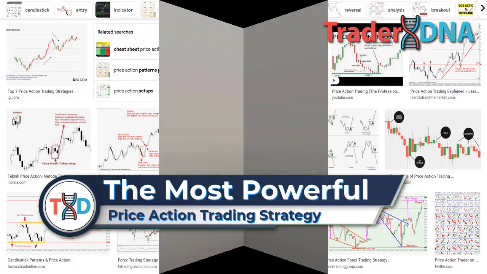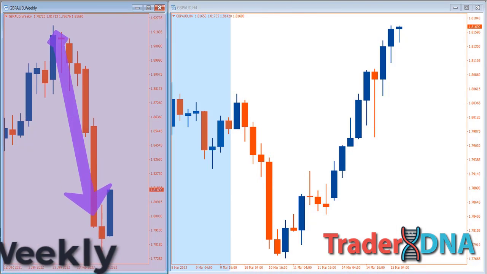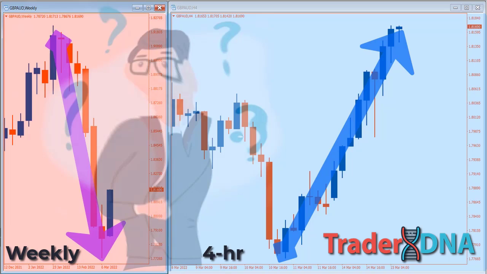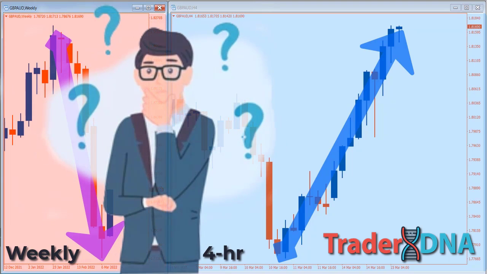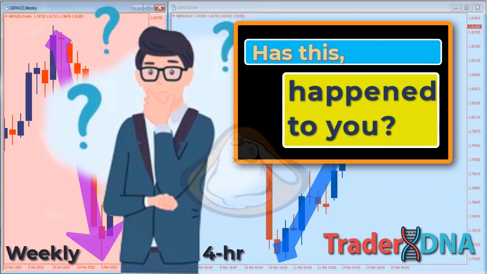You look at the weekly time frame, or perhaps the daily time frame, and the price action context looks bearish. However, when you look at the 4 hours or 1 hour chart, the context looks bullish. Now you're not sure if you should go long at your trade location or be worried about that seriously bullish trend on the 4 hours chart. Has this or something like it happened to you?